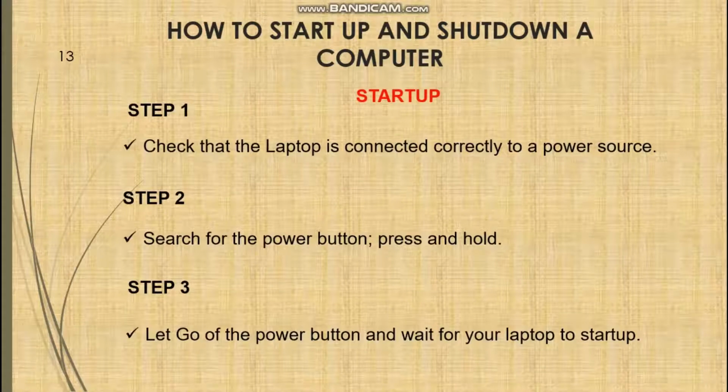Okay, so how to start up and shut down a computer. Are you ready to know? Step number 1, check that the computer or the laptop is connected correctly to a power source. Step number 2, search for the power button and press and hold. Step number 3, let go of the power button and wait for your laptop to start up.